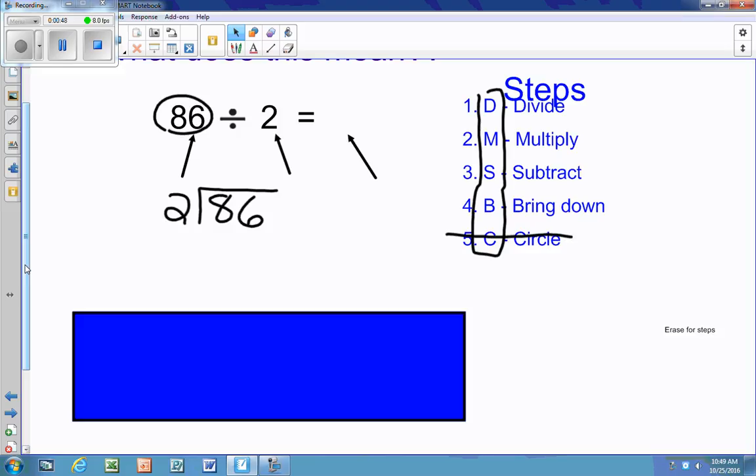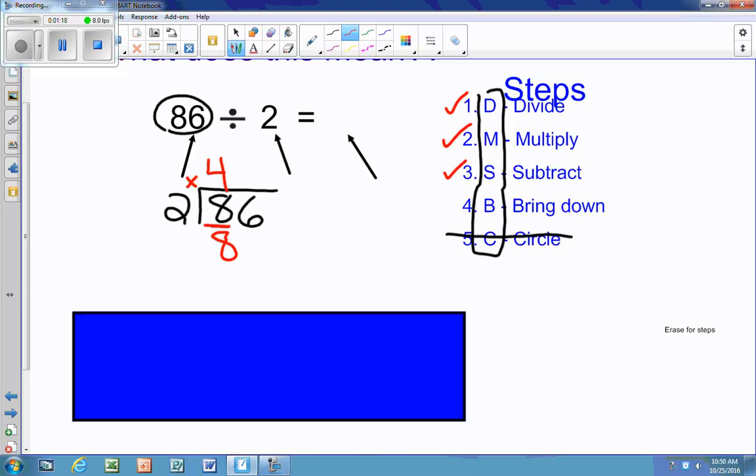So when we look at this, first thing we're going to ask ourselves is how many times does 2 go into just the first number, which is 8 here. So 2 can go into 8 4 times. That's the divide part. And I put my answer right above that 8. I line it up. Next step, it says to multiply. So now I'm going to multiply the number I just wrote, which was 4, by the 2 on the outside. And 4 times 2 is 8, and that goes right under the 8.